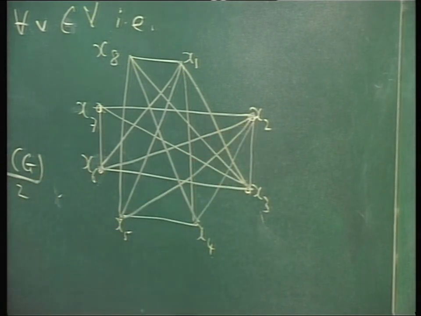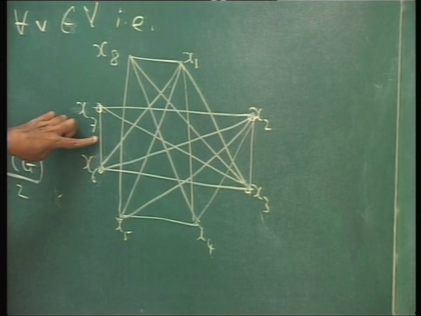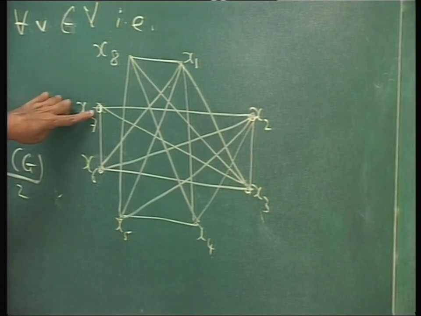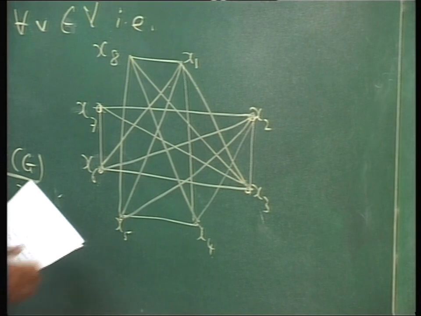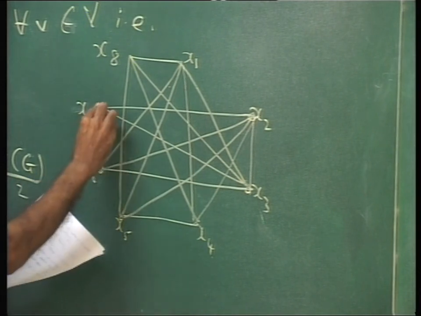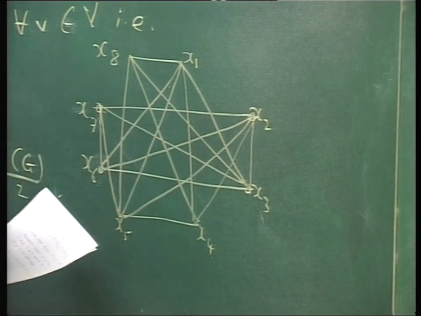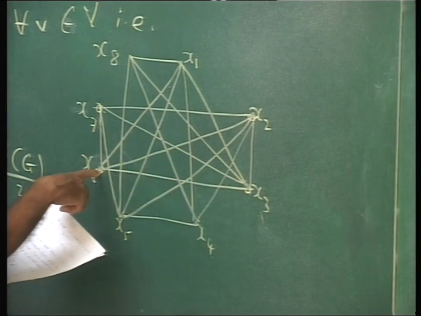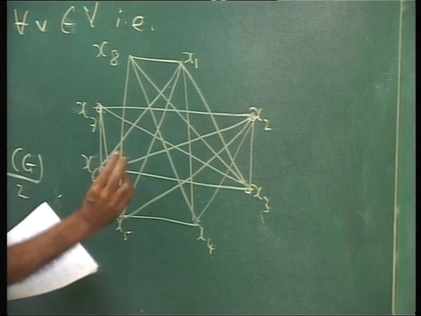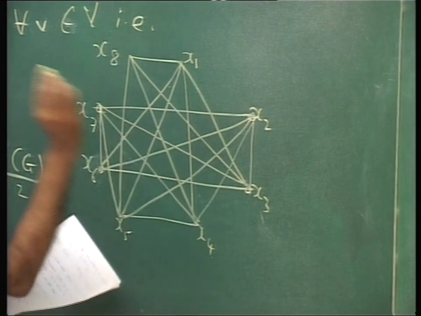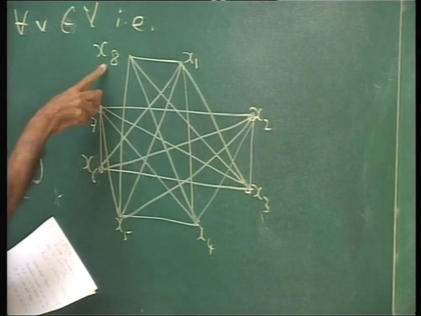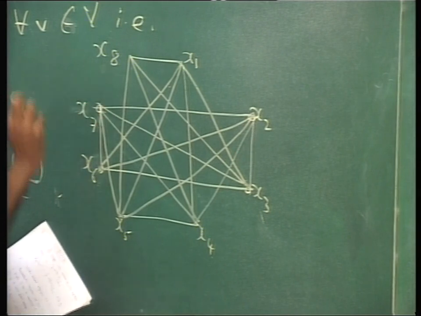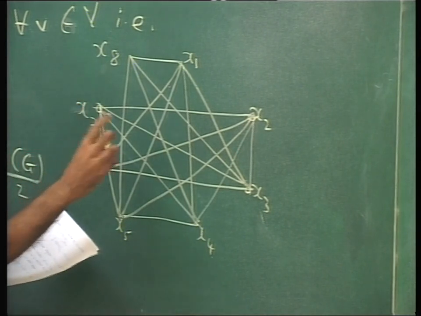Okay, check that each vertex has degree 5. If I missed out something, then 1, 2, 3. Sorry? X7 has degree only 3. X7 is adjacent to X5. X7 is adjacent to X3. X7 is adjacent to X6. X7 is adjacent to X4. You're right. X8 to X6. Yes, X8 to X6.